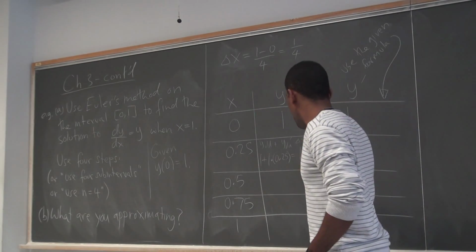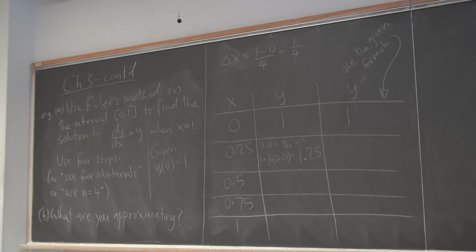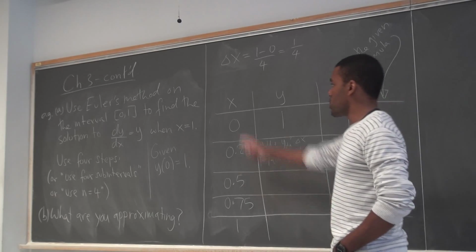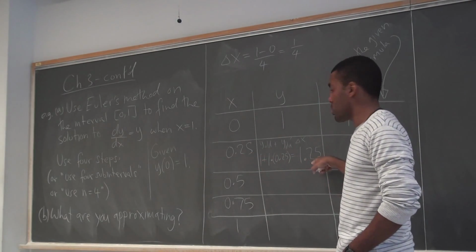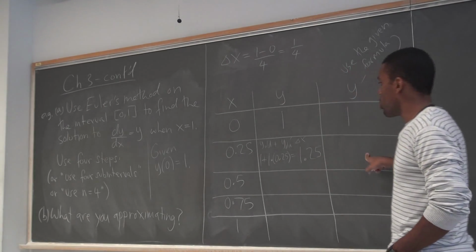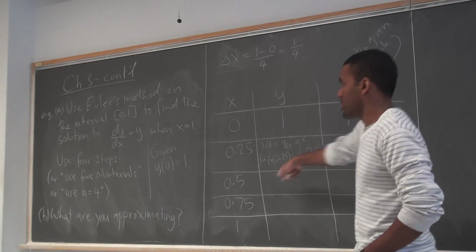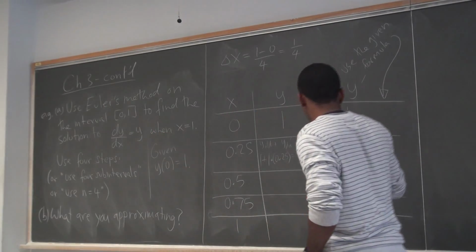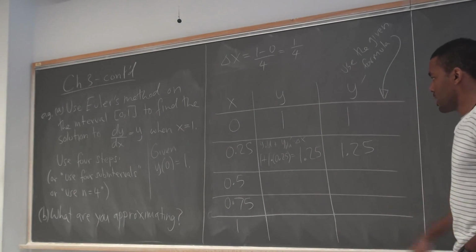So what do I get here? 1.25. So it means when my x value is 0.25, my y value is approximately 1.25. What is the slope at that point? 1.25, because the formula just says take the y value. And then I do it again, right?